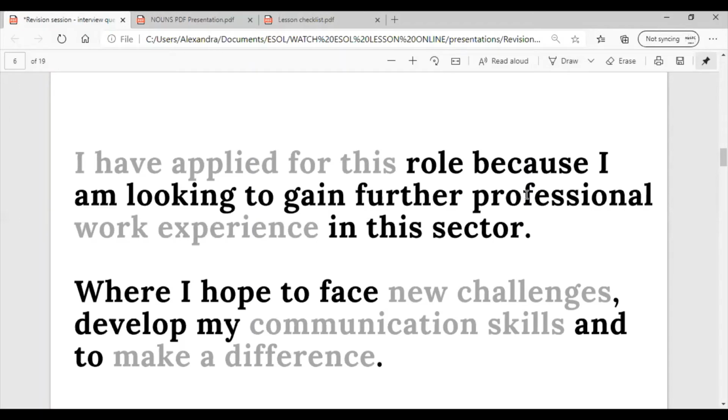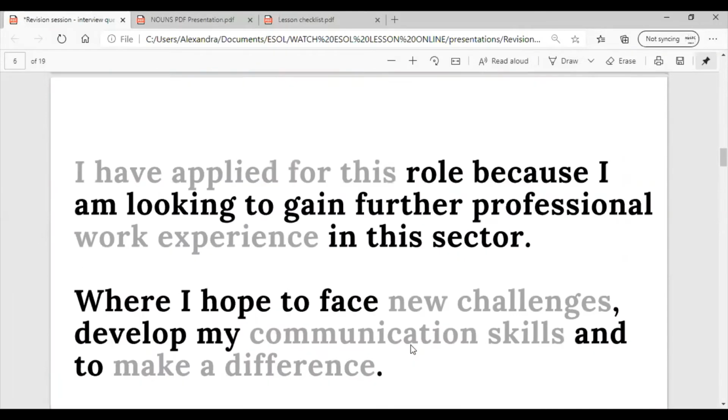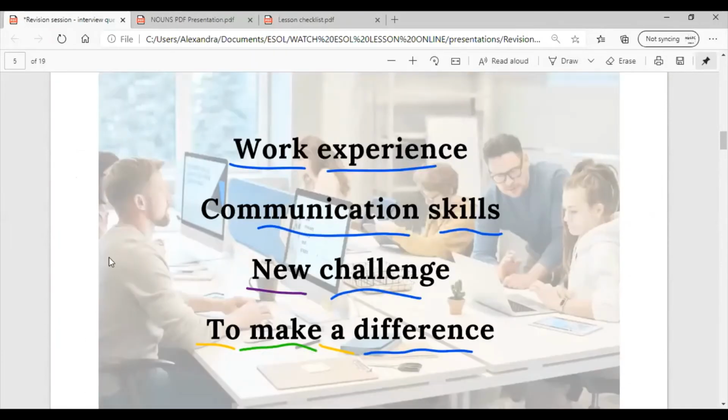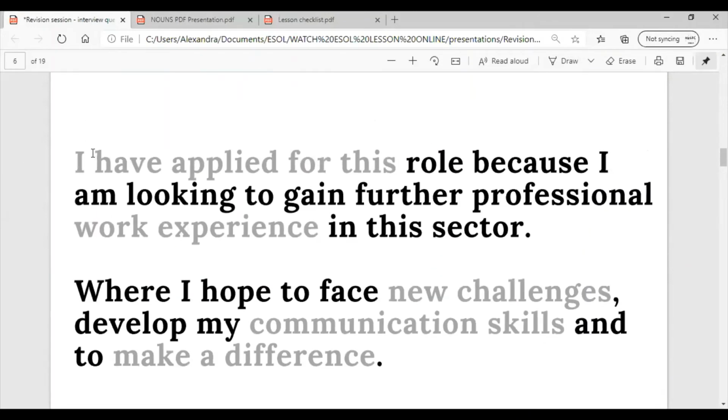And then we have our ideas. One of these reasons might be why you're looking for a new job, and so you might be looking for work experience. So when it comes to answering the question, you would go, I've applied for this role, this job, because I'm looking to gain further professional work experience. So you're putting that idea into your sentence. You're explaining why you've applied for this role.